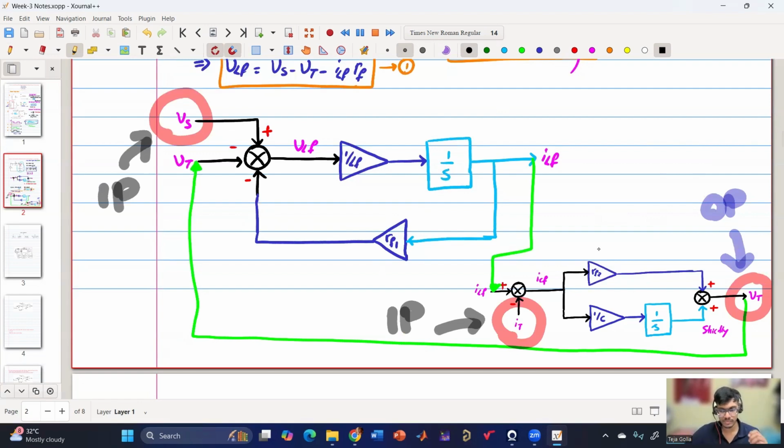Now is this clear? Everyone? If you have any doubts, you can ask.